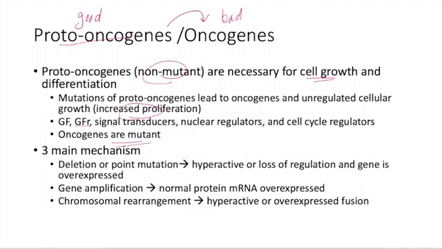Gene amplification is when the normal protein messenger RNA is overexpressed. We get gene amplification at that time. Chromosomal rearrangement, this can also be hyperactive or overexpressed depending on what it is. Translocations, the Philadelphia chromosome, that is the BCR-ABL, and that creates this hybrid gene, and that is related to a translocation of 9 and 22. That's high yield for chronic myelogenous leukemia.